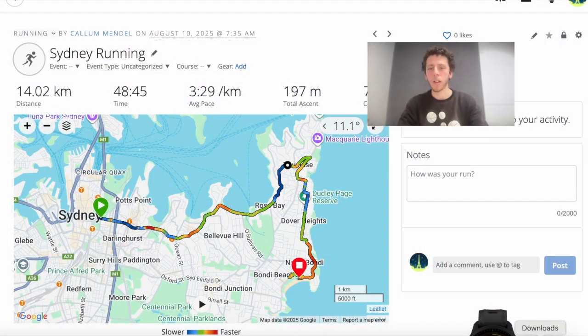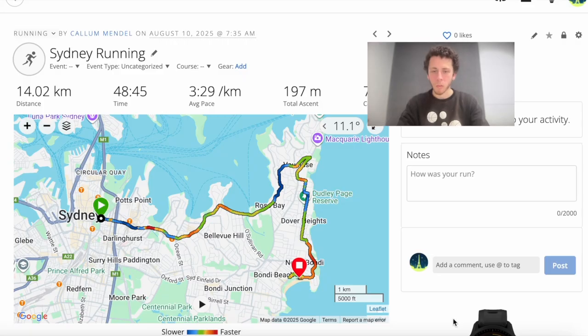So this is the race. You can see the map here and you can see that I did 14k in a total time of 48 minutes and 45 seconds, which is an average pace of 3:29. So this is very good and was a PB for me compared to last year. Last year I did 49:15, so it was a 30-second PB. So very happy with that.